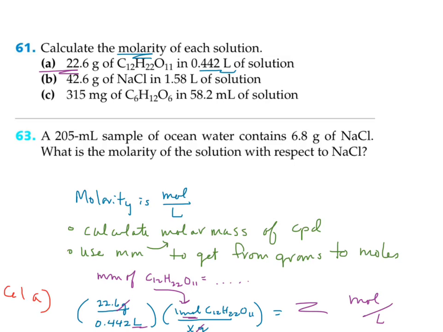61B, different compound, different molar mass. So I would take that grams divided by those liters. My next term would be the molar mass of NaCl, the flipped version.